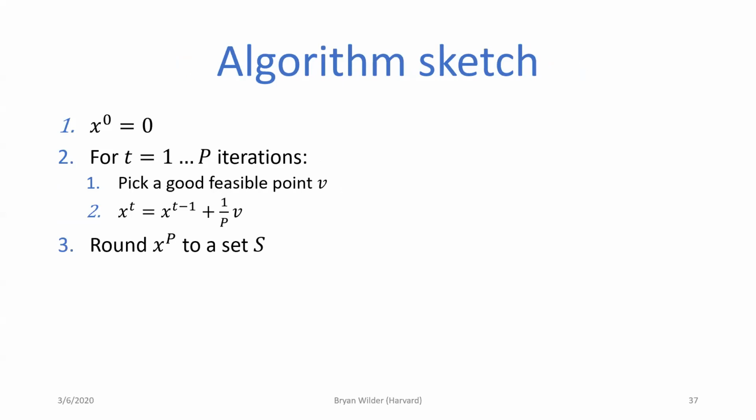Now the algorithm sketch is that I'm going to maintain a feasible continuous solution. By feasible, I just mean that the probabilities sum up to at most the budget constraint. Then over a set of iterations, I'm going to pick a good feasible point, v, and take a step in the direction of v. And then afterwards, I'll round the probabilities back to a discrete set. The high-level sketch is pretty simple, but the difficult part is figuring out what makes for a good direction to move in each iteration and being able to find that point efficiently.